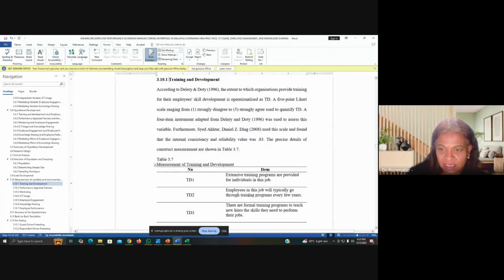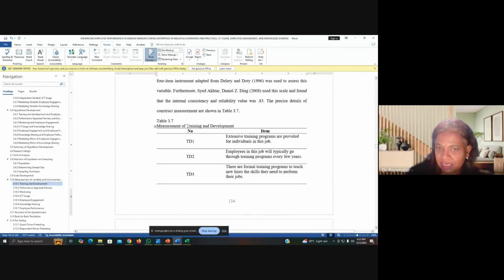Okay, sure. Example, training and development. So you see, extensive training programs are provided. When you put it inside your thesis, this is the verbatim version. Verbatim version means this one must be put exactly as is. How you take it from the paper, that's how you report it here. And then in your questionnaire is the part where we will adopt. You will go through the adoption. Here is the exact wording. We never change anything. So for training, extensive training programs are provided for individuals in this job.